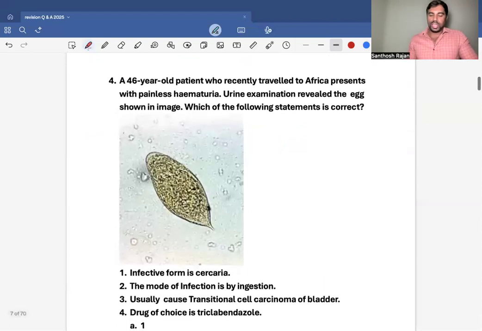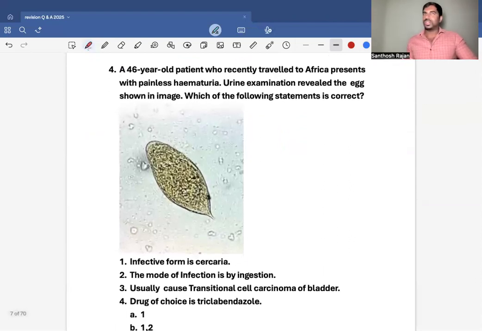Next one, look at this picture. Again, definitely one egg is going to come. Most of the time it is asked, so you should be thorough with the eggs. Look at this question here: a 46-year-old patient who traveled to Africa with painless hematuria. First clue, painless hematuria. On urine examination, the below egg was given. Look at this beautiful egg.